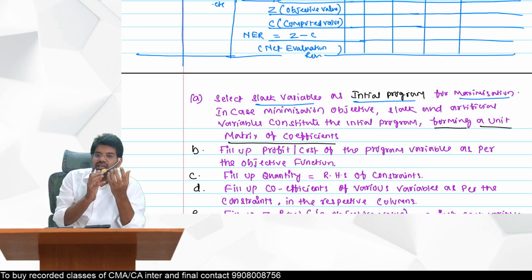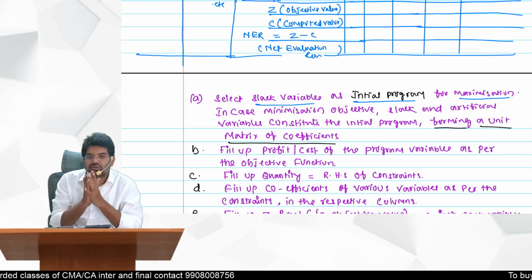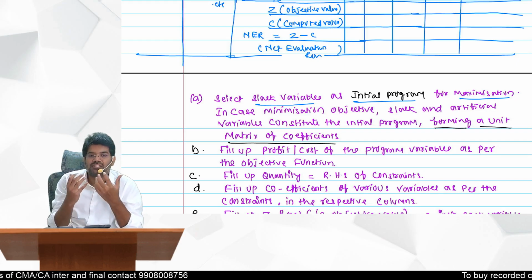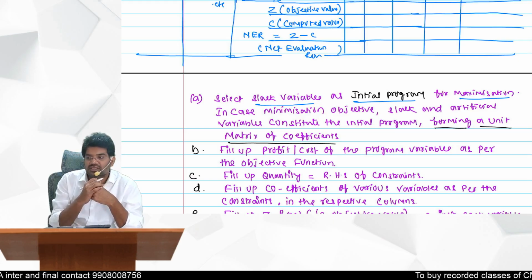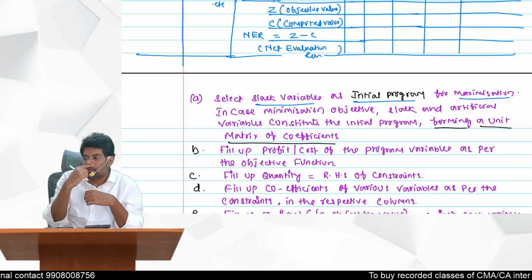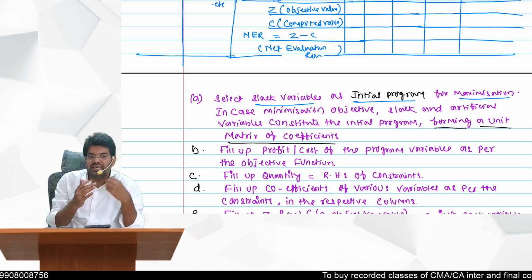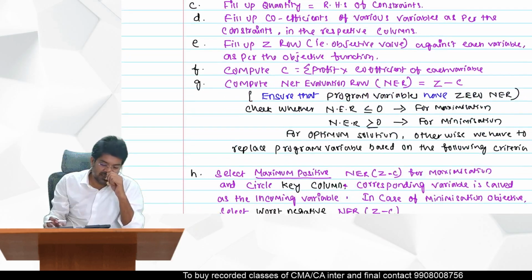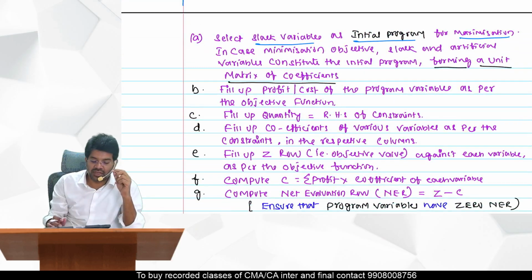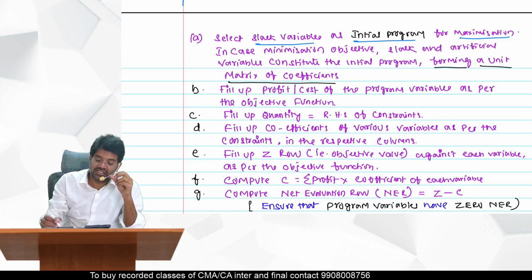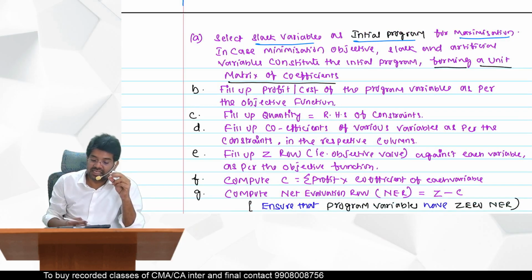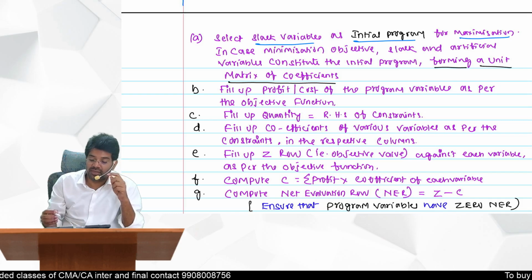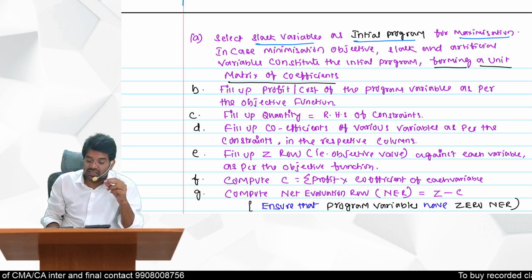our x1, x2 to be 0, 0. The number of units of x1 and x2 is 0, 0. Then in that case, what will be the value of s1, s2, s3? That we have to find out. Select slack variables as initial program for maximization. In case of a minimization objective, slack and artificial variables constitute the initial program, forming a unit matrix of the coefficients.